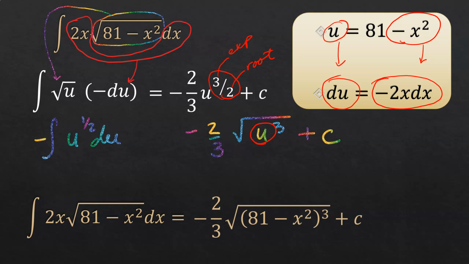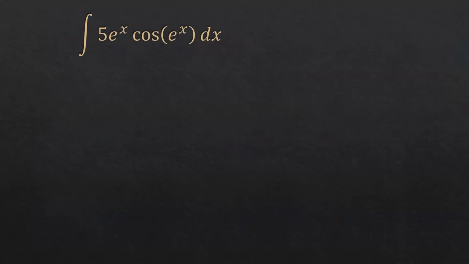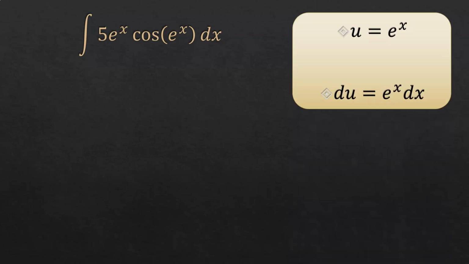All right, so let's take a look at the next one here. Do we see a u and a du? In this case, we would say let u be e to the x. So du is the derivative of e to the x, and the derivative of e to the x is itself. So du is e to the x dx.